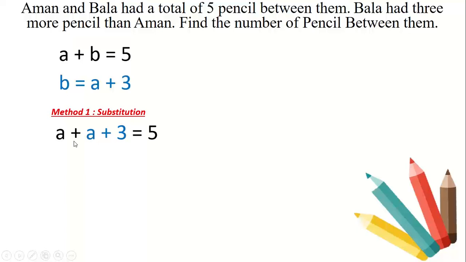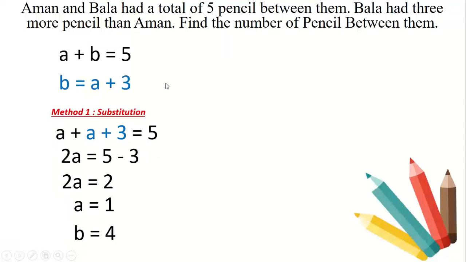So my new equation will become 2A plus 3 is equal to 5. If I take 3 on the right hand side, it will become a minus. So 2A is equal to 5 minus 3, 2A is equal to 2, or A is equal to 1. Now if I get the value of A is equal to 1, I can put it in either the first equation or second equation to get the value of B. So B is equal to A plus 3, which is 1 plus 3, so B is 4. This is our first method, that is method of substitutions.